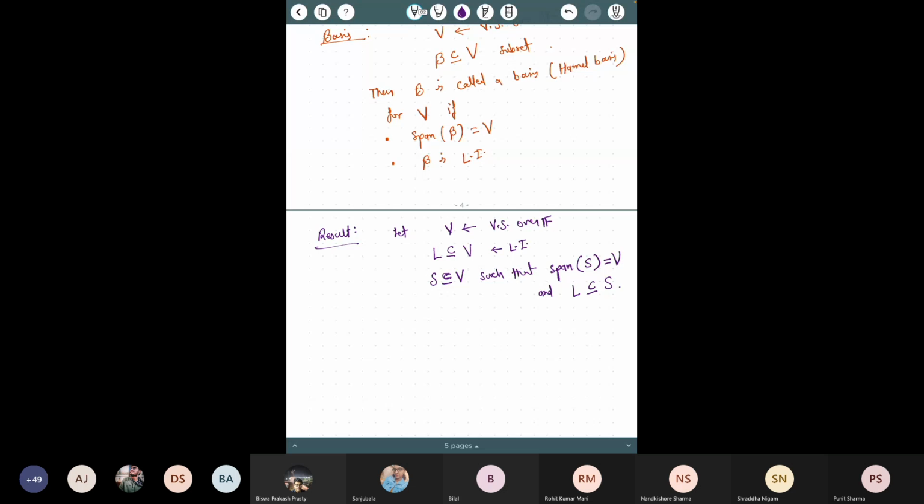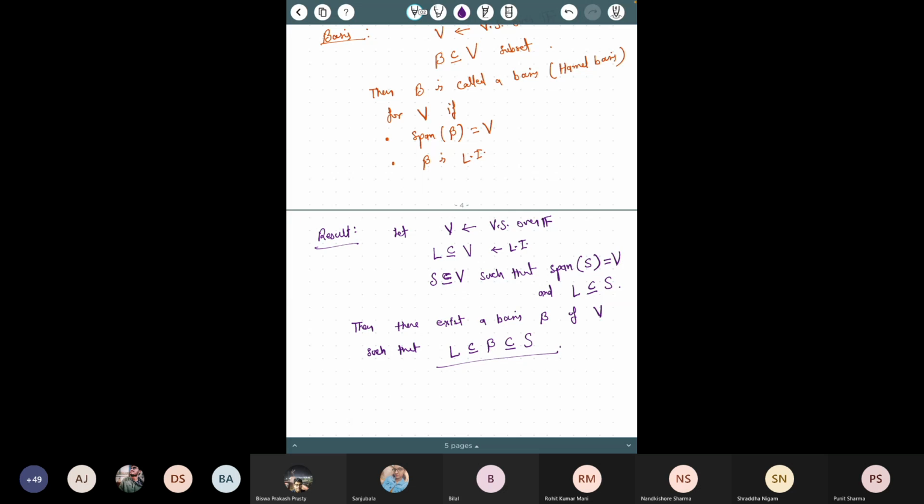Then using this hypothesis, there exists a basis B of V such that L is a subset of B and B is a subset of S.